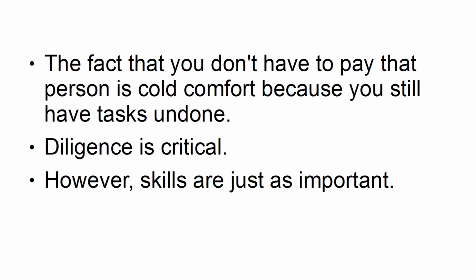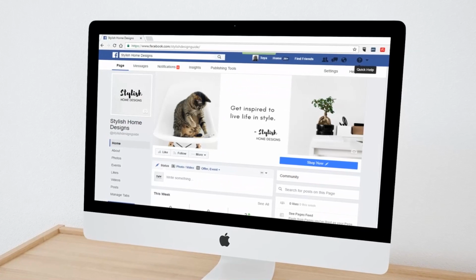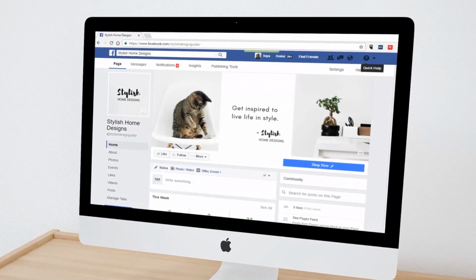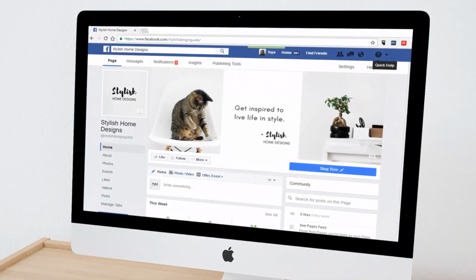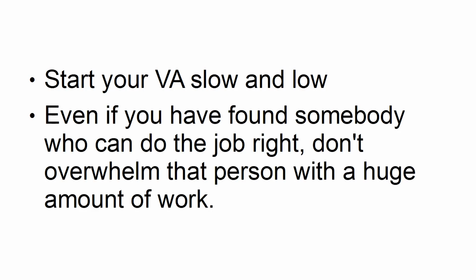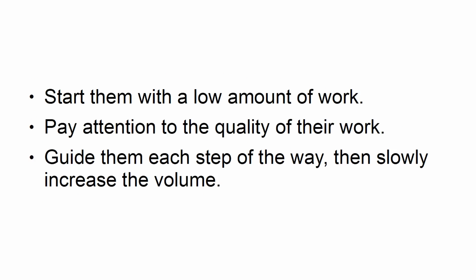Diligence is critical. However, skills are just as important. Make sure that they can do the job. Whether you're doing Facebook marketing, ad management, social media marketing, or content marketing, the VA you select must do a good job. Start your VA slow and low. Even if you have found somebody who can do the job right, don't overwhelm that person with a huge amount of work. Start them with a low amount of work. Pay attention to the quality of their work. Guide them each step of the way, then slowly increase the volume.